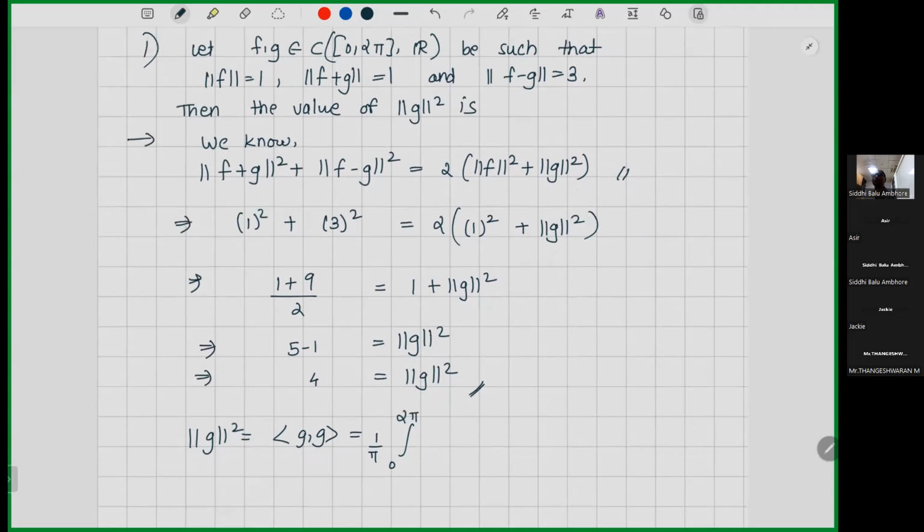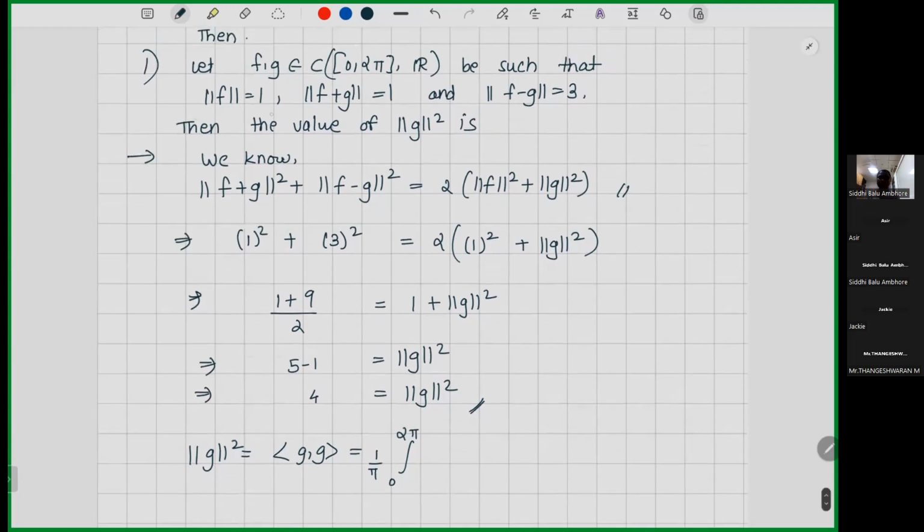We don't know what g is, so what will we integrate? There will be infinitely many functions which would satisfy this property. So which will you integrate? But from this identity, if we have any f and g which satisfy these three things, that norm f is 1, norm f plus g is 1, and norm f minus g is 3, then that g has to have norm square equal to 4.